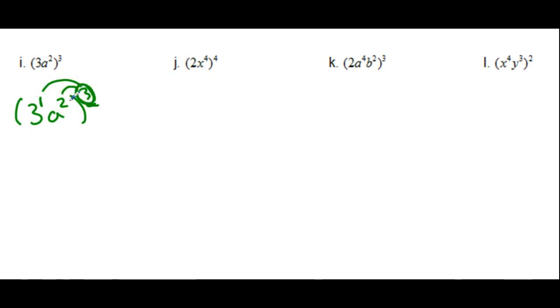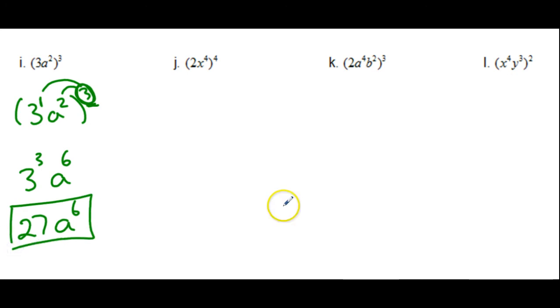Alright, so listen to me carefully. You're going to take the exponent outside, multiply to every exponent inside. Alright, not the number, the exponent. So that first part right here, 3 times 1, that's going to be 3 to the third. This one, 3 times 2, that's going to be a to the 6th. Alright, so 3 raised to the third is 27. A to the 6th, you can't really simplify that, and that's your answer.